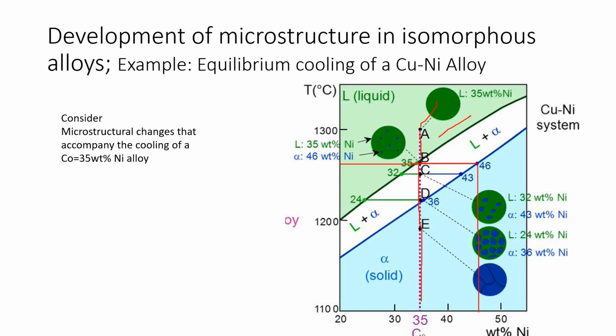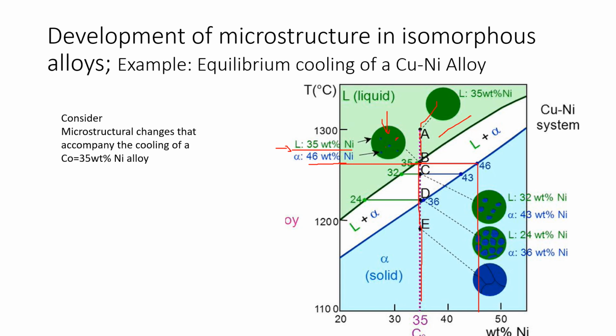With the continued cooling, now if we study the microstructure, over here some small solid particles, at the percentage of liquid 35% weight of nickel or 45% weight of nickel, begin to form. So this is the microstructure at point B. With the continued cooling, both compositions and relative amounts of each of the phases will change.